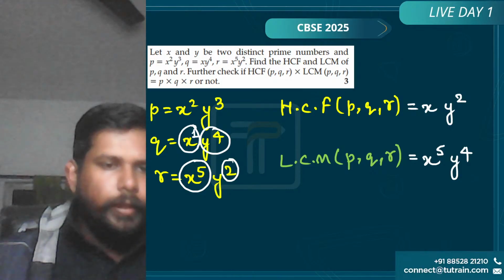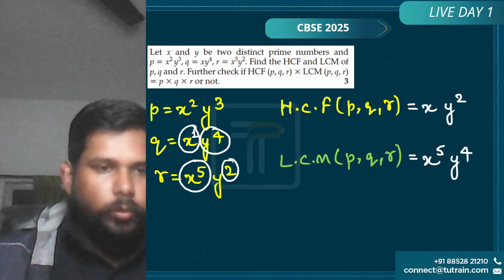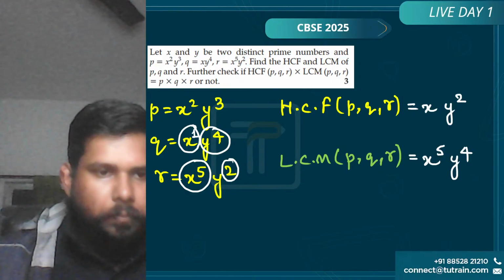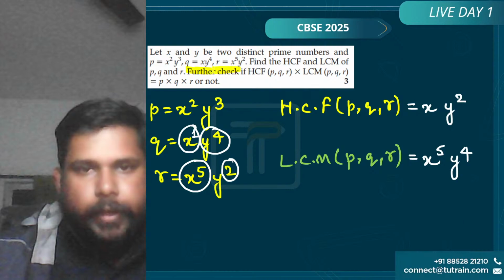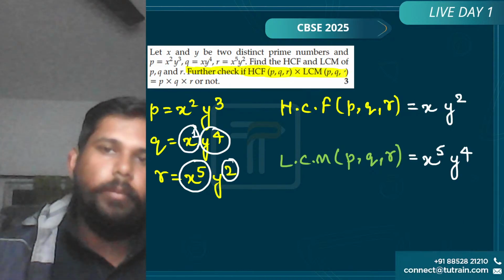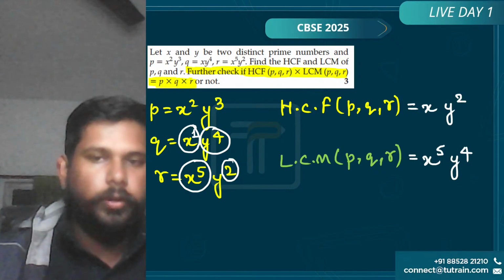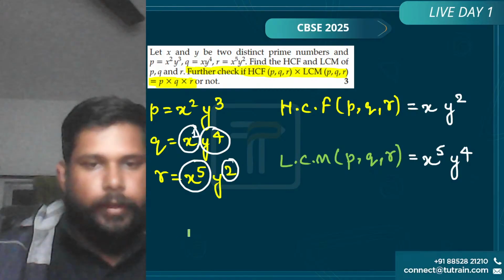Now they are saying that further you need to check if the HCF of p, q, r times the LCM of p, q, r is equal to p q r or not. Okay, so for that let's do the work here.